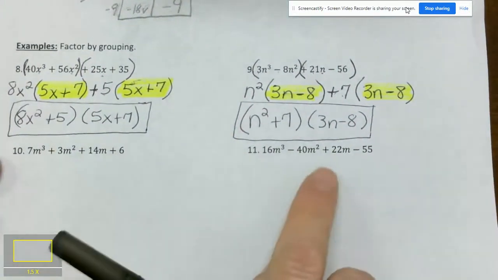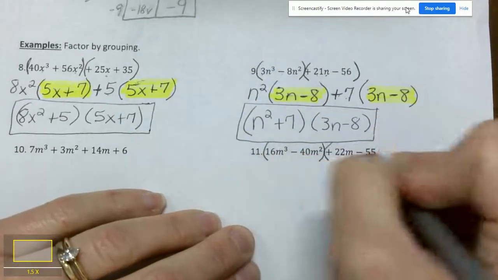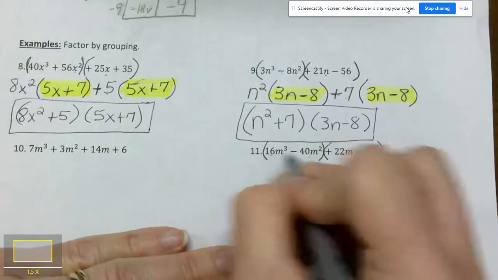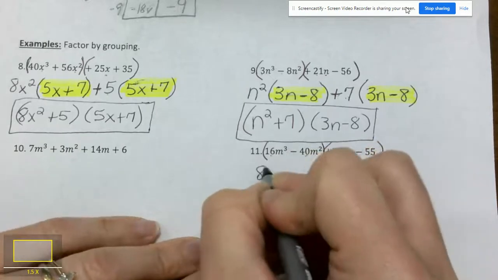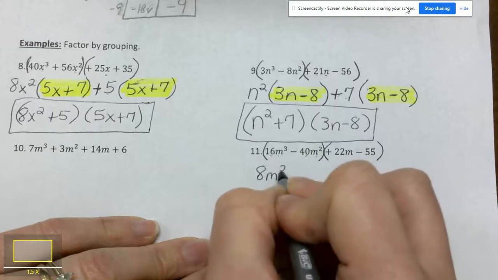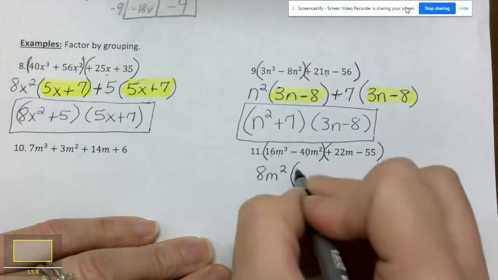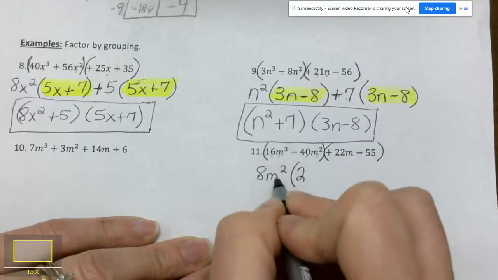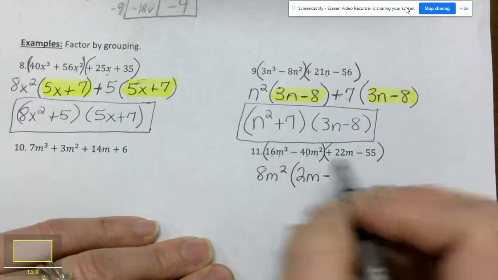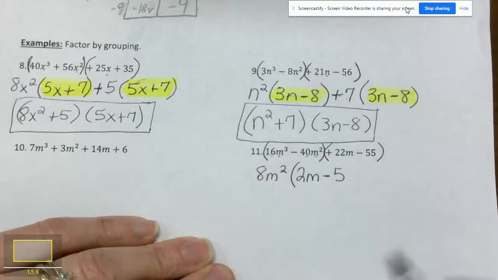Okay, I'm going to work 11, and I'm going to leave 10 for you to try. So let me do 11. I'm going to group the first two and the last two. All right, 16 and 40 have an 8 in common. m cubed and m squared means I'm going to take out an m squared. That's my smallest exponent. Okay, now divide. 16 divided by 8 is 2. m cubed divided by m squared, that's m because 3 minus 2 is 1. Minus 40 divided by 8 is 5. And m squared divided by m squared is 1.